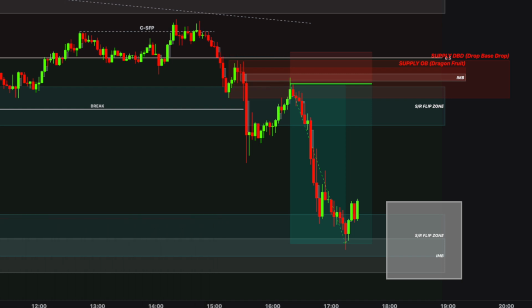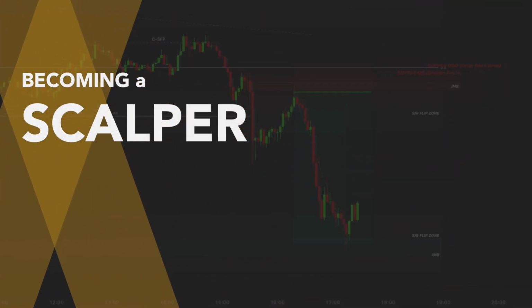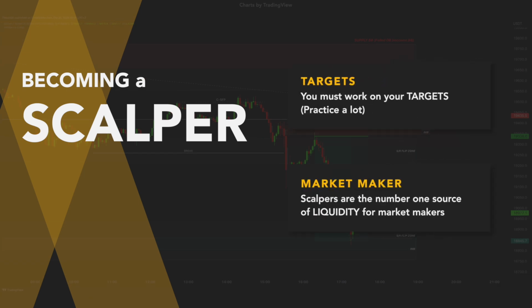If your intention is being a scalper or trading really low time frames, the first thing you should do is work on your targets. You have to find clear targets and take your profits, otherwise you'll be the liquidity for market makers and pro traders. Scalping is the hardest section of trading, and scalpers are the biggest fuel of the market makers.